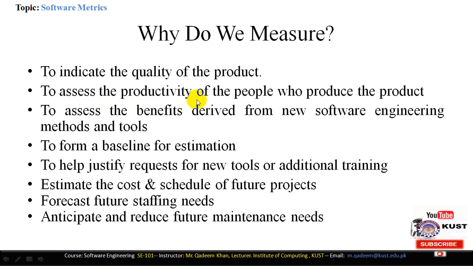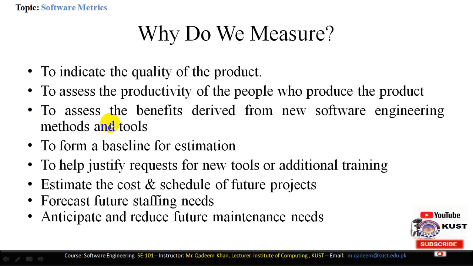Second, to assess the productivity of the people who produce the product. So here we will assess the productivity of the people who in fact develop this product. People are, for example, developers here. So here we will assess their productivity, that is, how many lines of code one person is going to complete in one day. So that will be the productivity of the people. Here we will in fact estimate the date on which the system may be completed by using the productivity of the people who produce the product.